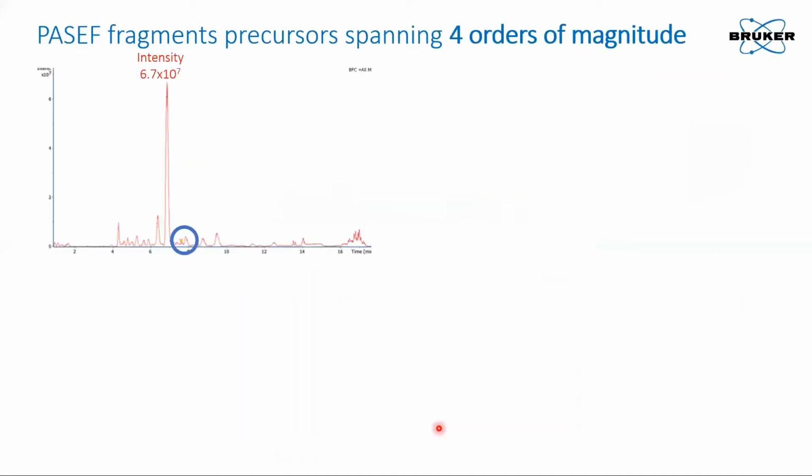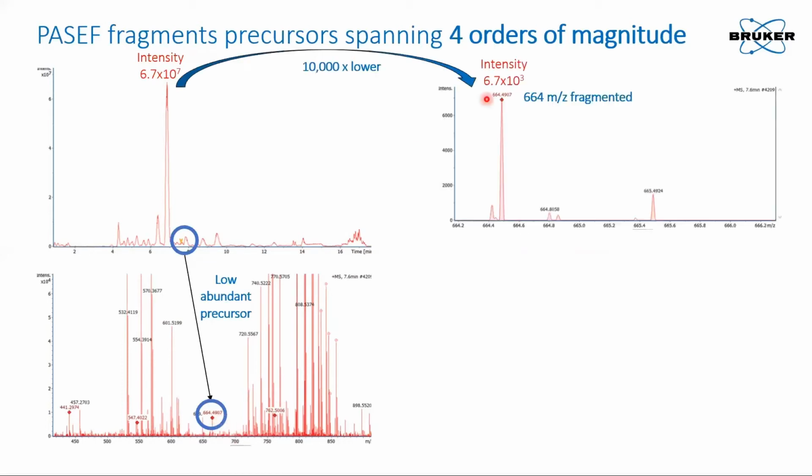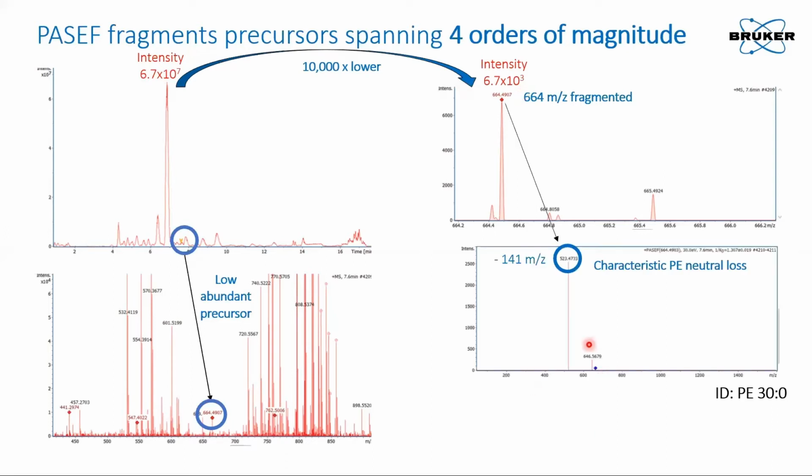Now you can see this in a bit more detail. If we look again at the base peak chromatogram and zoom in on one of these tiny peaks, and then look at the mass spectrum itself, we can see that there's a lipid signal present at mass charge 664, and this diamond on top shows you that it has a fragment spectrum. This ion at 664 is 10,000 times lower than the main peak within the base peak chromatogram. But it was fragmented and you get clean MS-MS spectra, so you're able to see distinctive neutral losses and assign an identification for this lipid.